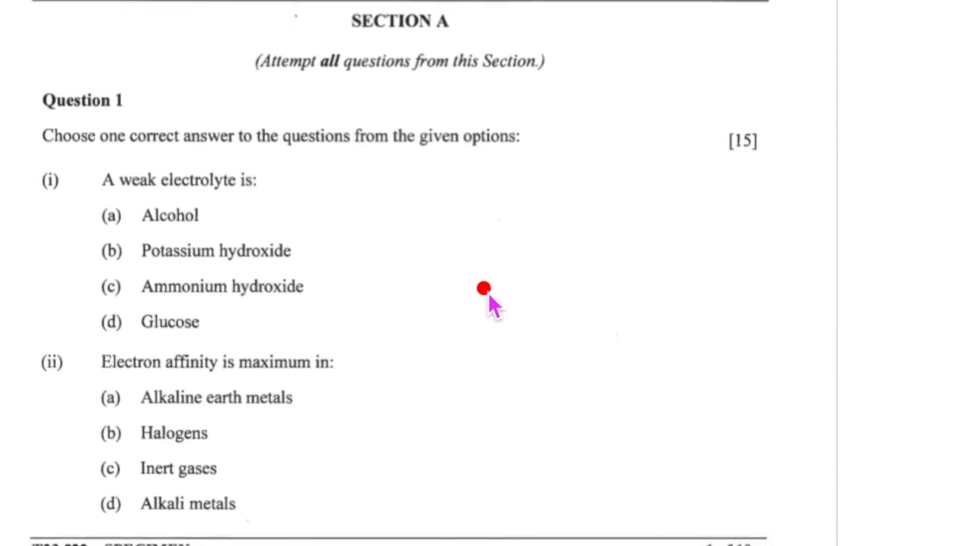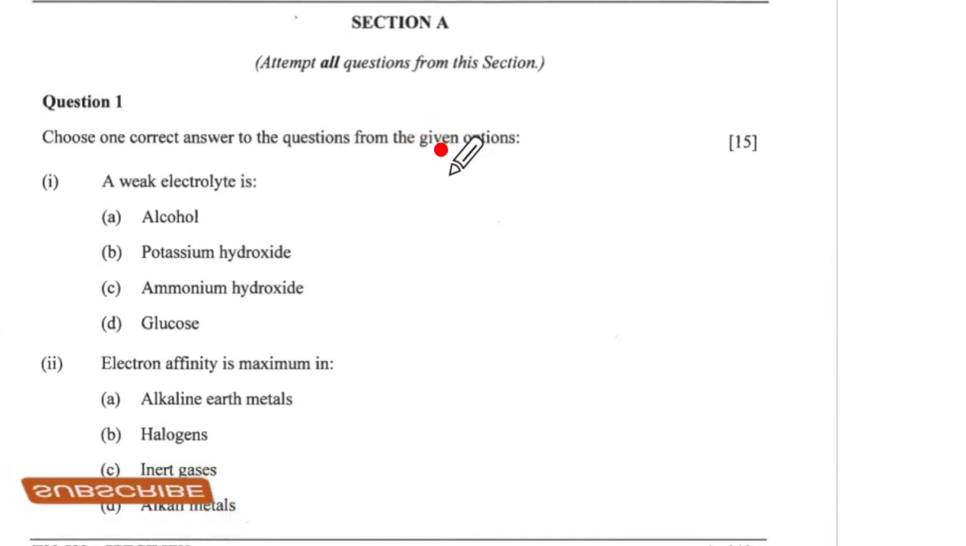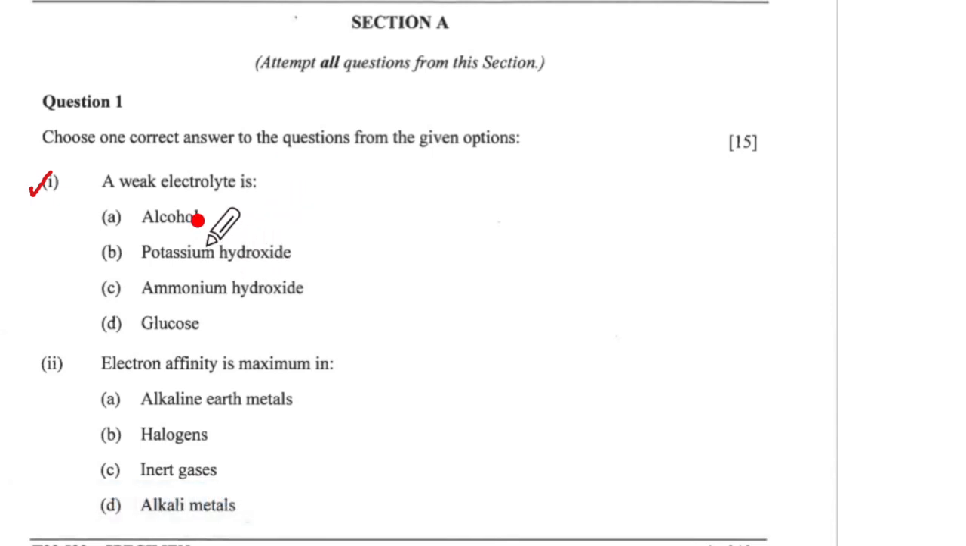As you know, your section A is made of question 1, which is strictly MCQ questions, which are 15 marks each. Let us quickly look at these. Number 1, a weak electrolyte is, now out of all these, ammonium hydroxide is the weak one because potassium is the metal which is on top of the ECS series. It will give strong alkali. Alcohol is a non-electrolyte and so is glucose because they are organic compounds.